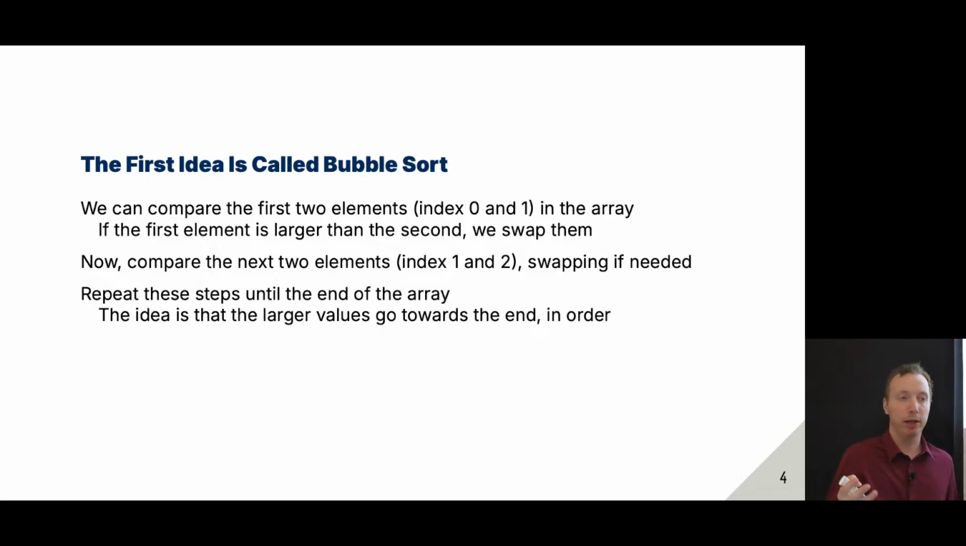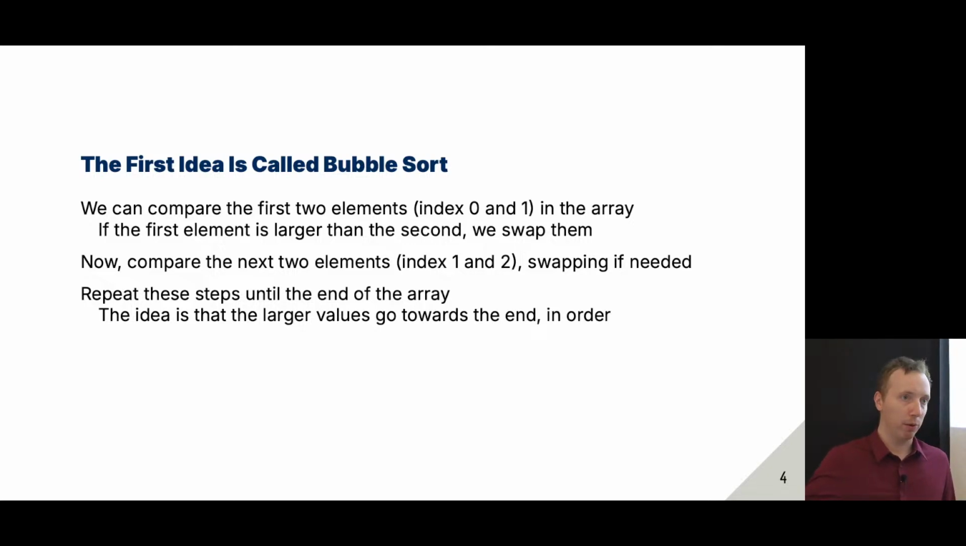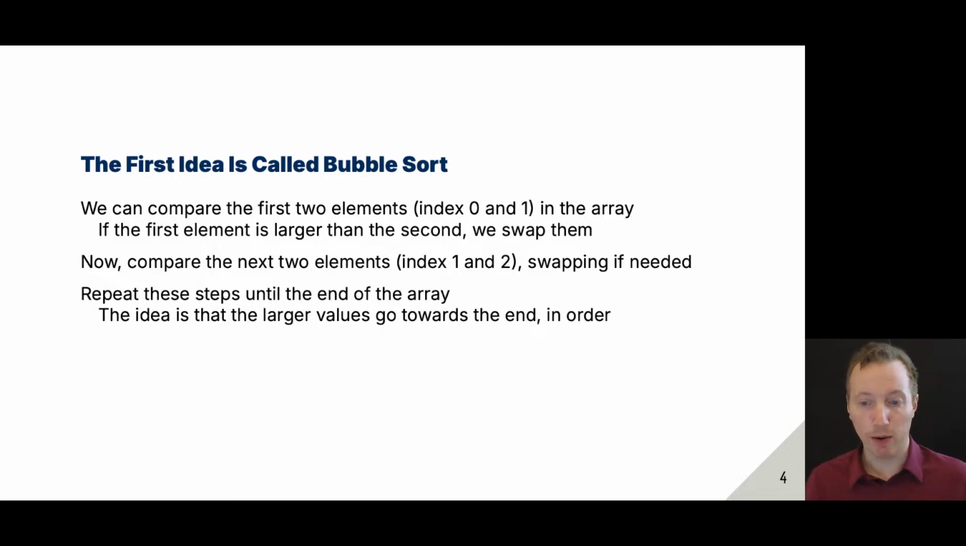If the first element, since we're doing ascending order, is larger than the second, I swap them. And now I compare the next two elements, so index 1 and 2, swapping them if I need to, until eventually I compare all the elements of the array. And then, well, the whole array might not be in order, but I'm guaranteed that the largest value is now at the end. So now I can just repeat these steps until the array is actually sorted.